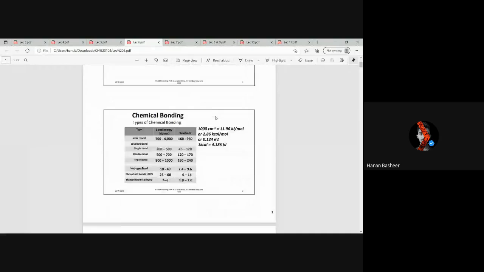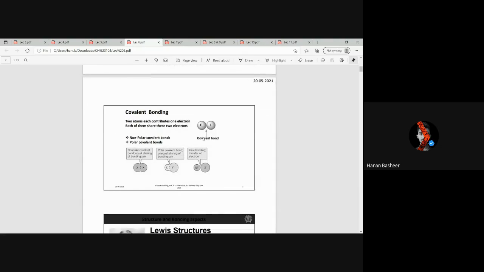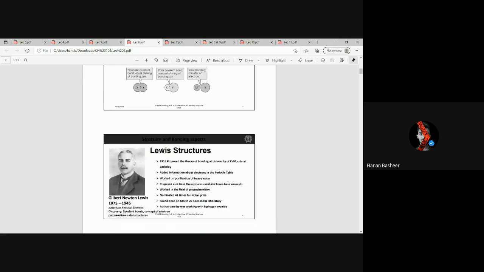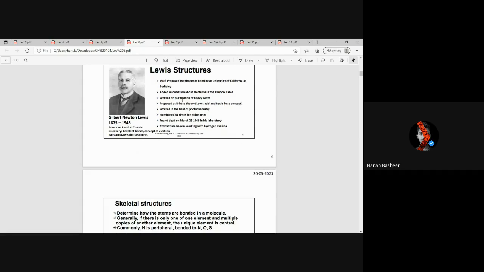So let's start. Chemical bonding will have these energies which you can just see. Covalent bonding: when two atoms have similar electronegativity, they will do covalent bonding. But if they have a large difference, then it is ionic bonding. Then there are non-polar and polar covalent bonds. Lewis has enabled us to study acid-base theory and the Lewis structures, which we have seen before. Then he also proposed the theory of bonding.